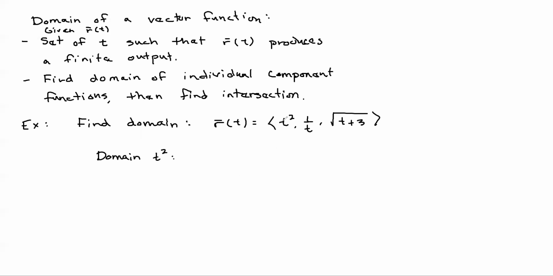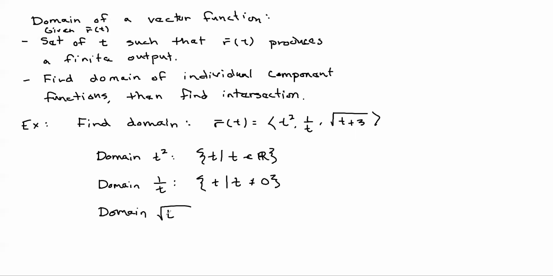Okay, so we can do the domain for t squared, and the domain for t squared is all real numbers. And you could find the domain for 1 over t, and that's going to be all real numbers except for 0. And we could find the domain for the square root of t plus 3, and that would be all real numbers greater than or equal to -3. And so for the domain of the vector function itself, we need to combine these in some way, and the way that you combine them is by finding the intersection.